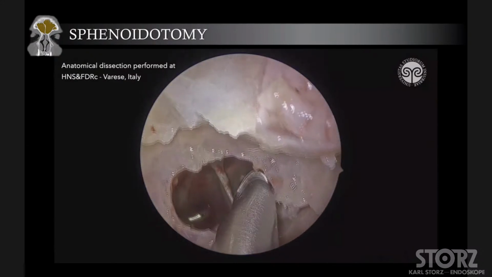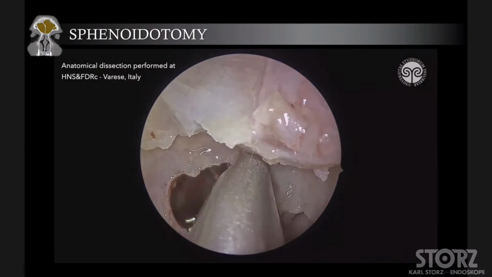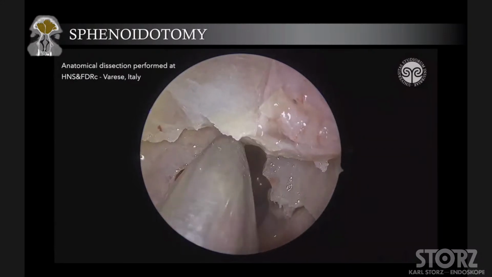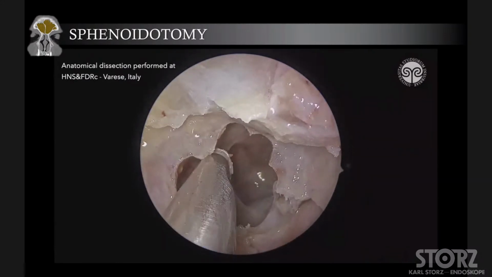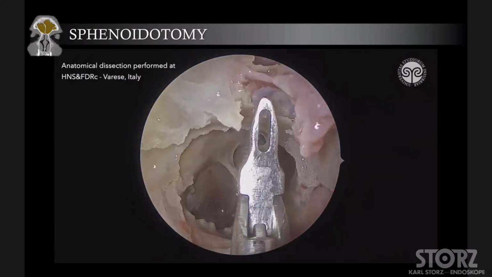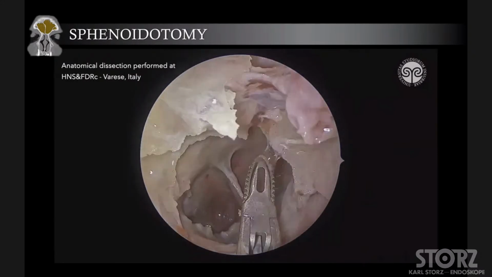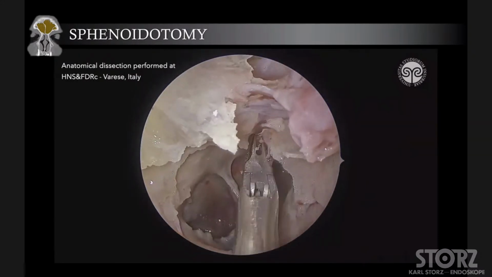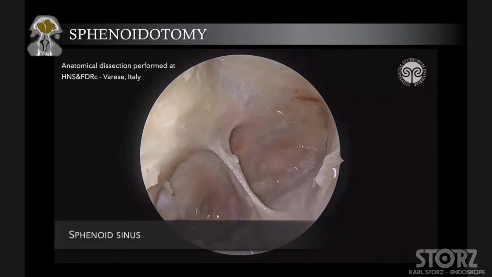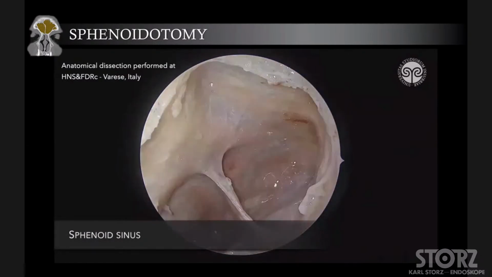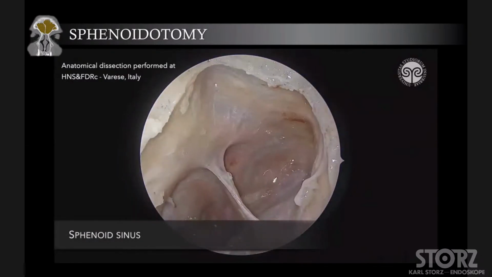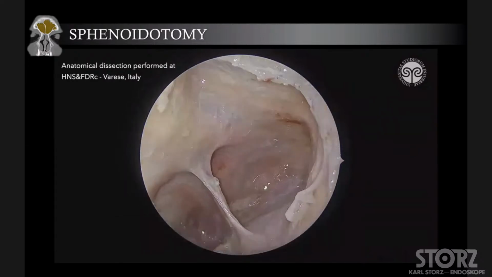You can see we are removing with the Seitelli forceps, carries on rounders. We are removing completely the anterior wall of the sphenoid. You can see, and we can identify our landmark inside of the sphenoid. First of all, we can see the optic nerve.